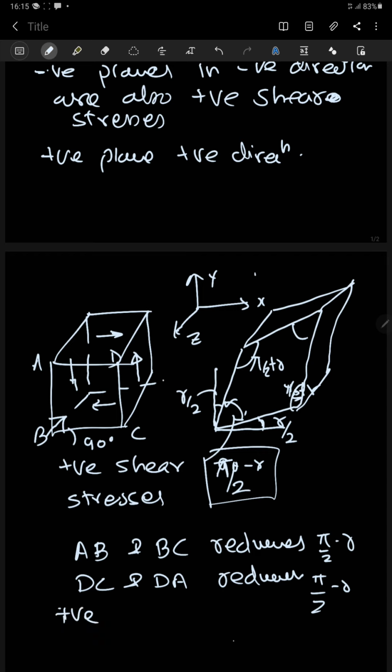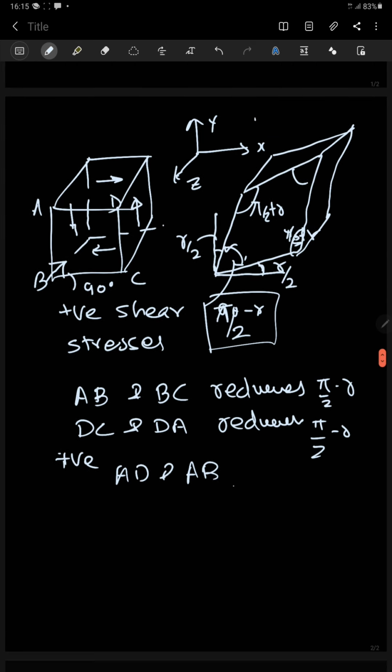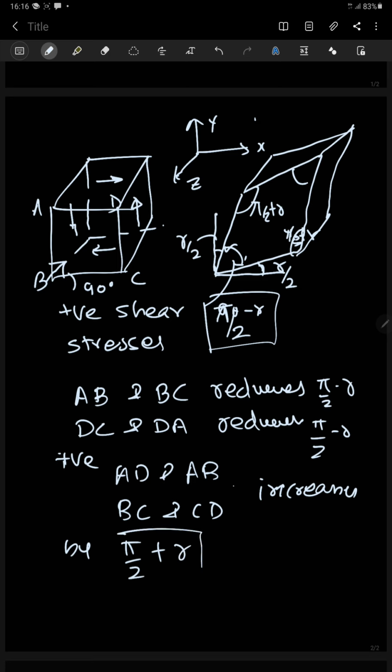And if the opposite angles, that is the angle between AD and AB, and also the angle between BC and CD, increase, if it becomes pi by 2 plus gamma, then you can say that also the shear stresses are positive shear stresses.